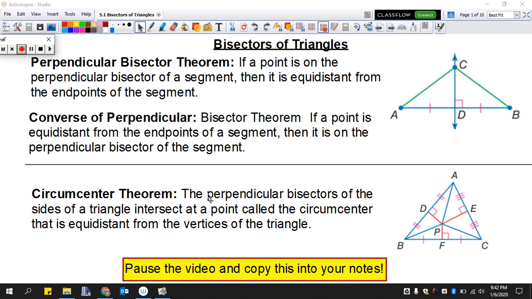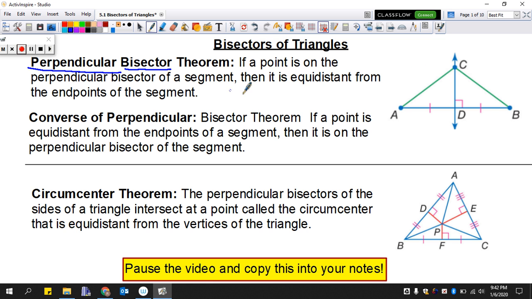In this video, we're going to talk about some of the different bisectors that we run into when we're working with triangles. The first bisector we're talking about is the perpendicular bisector. If you remember, the word perpendicular means two lines that cross at a right angle. A bisector is something that cuts something in half.